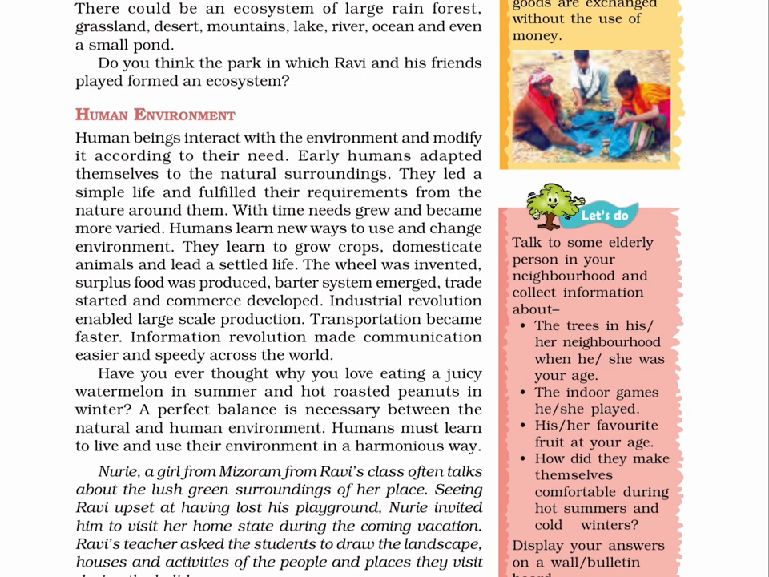Industrial revolution enabled large-scale production. Transportation became faster. Information revolution made communication easier and speedy across the world. Have you ever thought why you love eating a juicy watermelon in summer and hot roasted peanuts in winter? A perfect balance is necessary between the natural and human environment. Humans must learn to live and use their environment in a harmonious way.